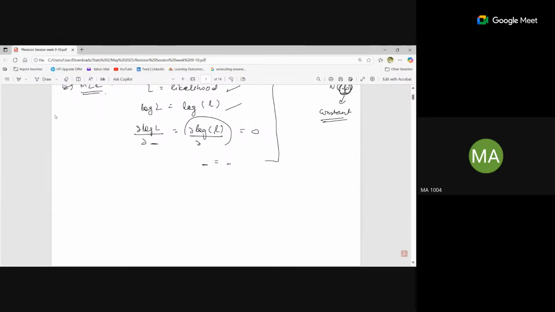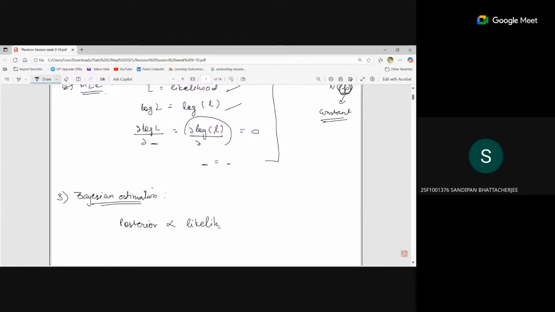Then we have the third method, which is Bayesian estimation. What is Bayesian estimation? We start with the posterior mean. Posterior is equal to likelihood into prior. The posterior distribution is directly proportional to the likelihood and the prior.